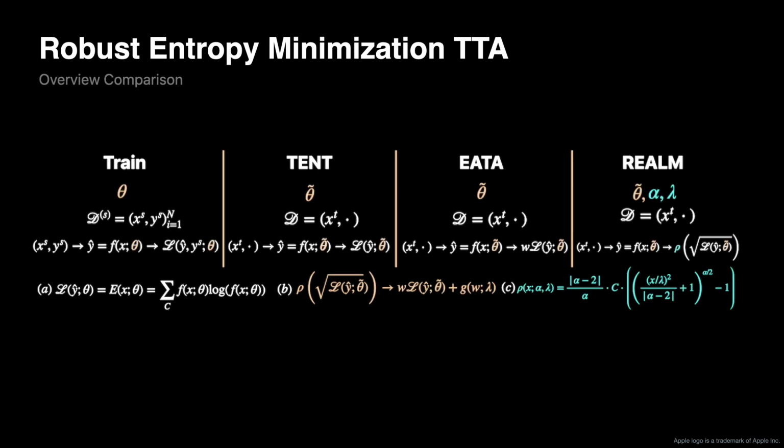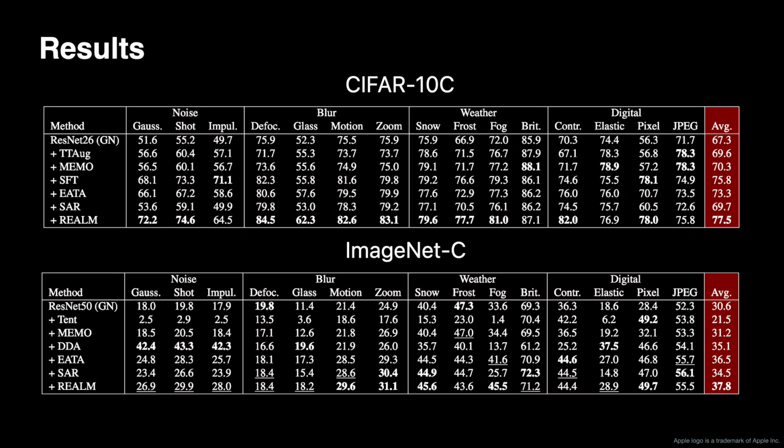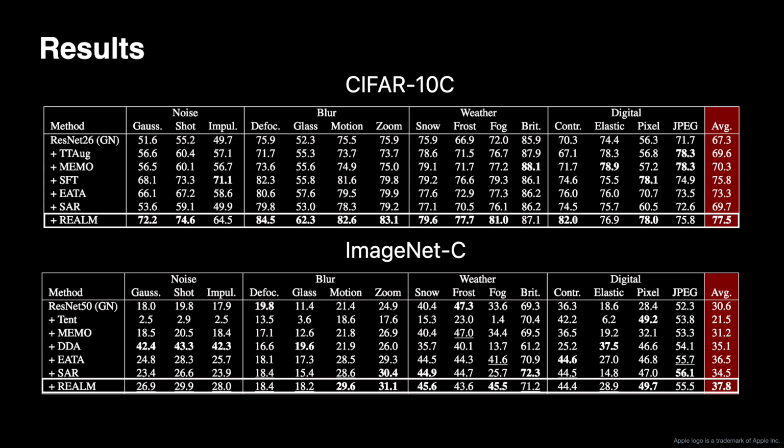A broad overview comparing REALM with prior work shows that in addition to optimizing new model parameters, theta, we also learn the weight alpha for penalization and threshold lambda terms to more flexibly adapt to the new data distribution according to the robust loss rho. Empirically, we find that REALM achieves about 2% better performance on CIFAR-10 across several corruptions on the common corruptions benchmark, and roughly 1.5% on average on ImageNet along the same common corruptions.